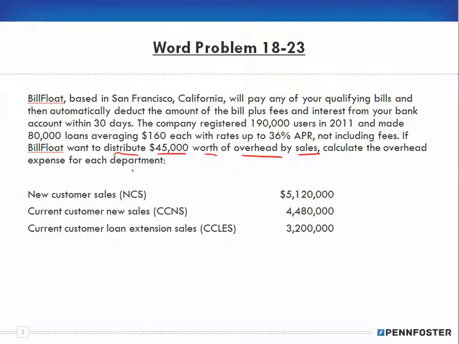So again, in working a word problem, remember you have information that's directly related to the problem, information that has nothing to do with the problem, and information that might have to be manipulated. Bill Float pays bills, and they'll automatically deduct the bill plus fees and interest from your account within 30 days. Registered 190,000 users, that has nothing to do with the problem. Made 80,000 loans averaging $160 each, has nothing to do with the problem, and rates up to 36% APR, has nothing to do with the problem. If you're trying to work with those numbers, you're wrong. Because why? We're just distributing overhead here. We have a total overhead amount of 45,000 that we're going to distribute amongst these three.